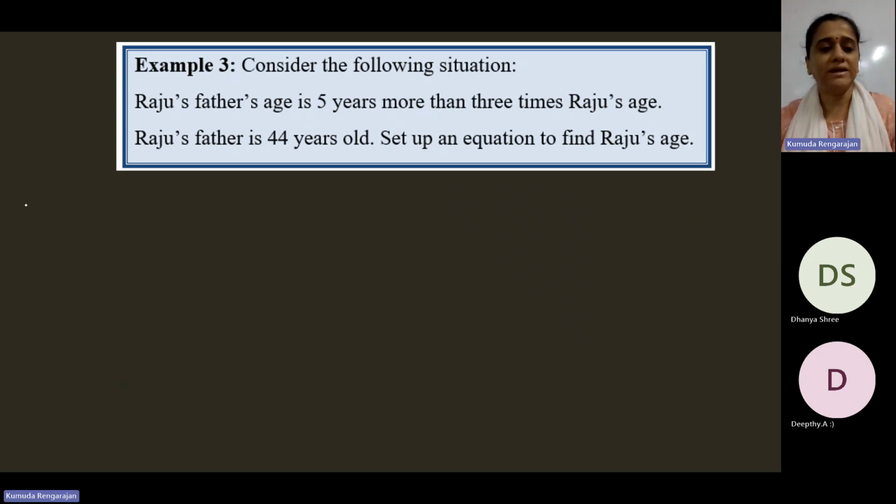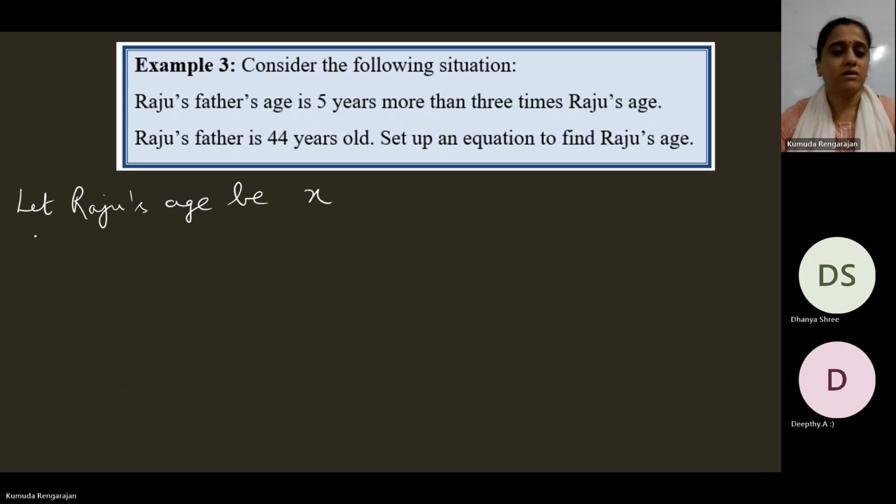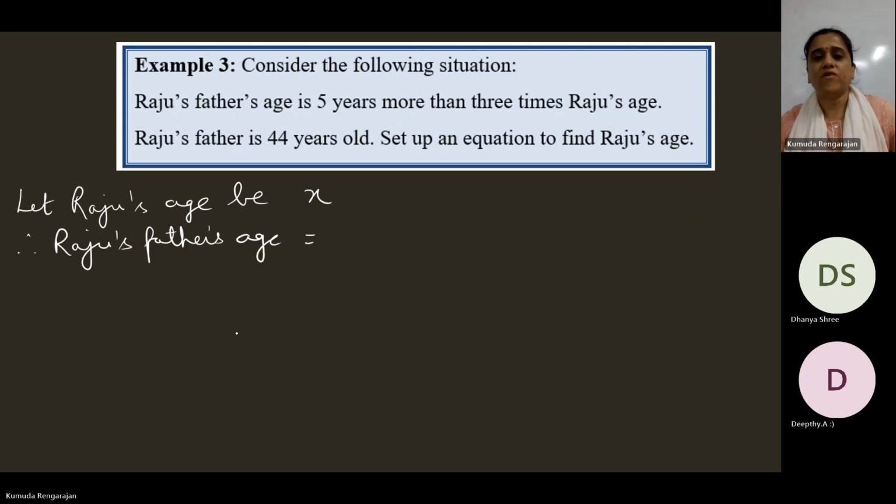So say let Raju's age be x. Therefore, Raju's father's age is equal to 5 more than 3 times Raju's age. 3 times Raju's age, 3x plus 5.